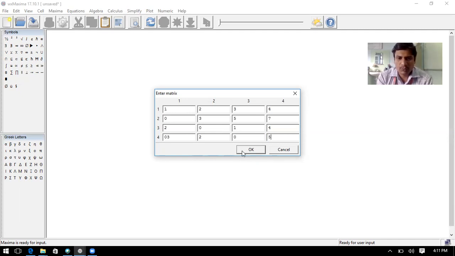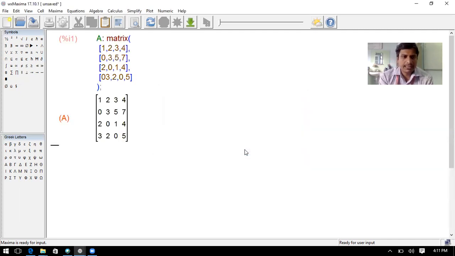Next, you press the OK button. Then see here, this is your A matrix that contains 1, 2, 3, 4, 0, 3, 5, 7, then 2, 0, 1, 4, 3, 2, 0, 5. Okay, this is the A matrix.